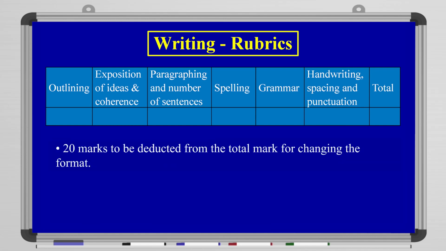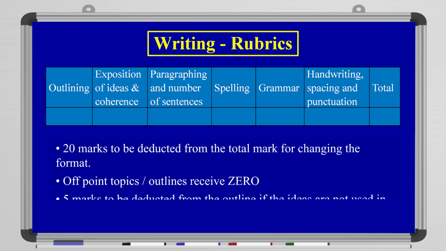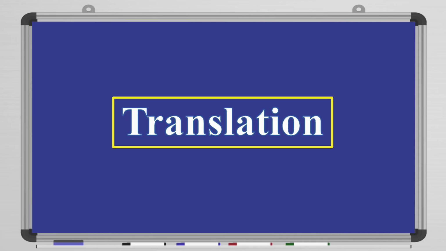20 marks will be deducted from the total mark for changing the format. You have to stick to the format we taught you. Off-point topics, which means when we want you to write about a specific topic and you wrote about a totally different one, you will receive a 0. 5 marks to be deducted from the outline if the ideas are not used in the topic. If you wrote the perfect outline and then you did not use any of its ideas in the essay, you will lose 5 marks.